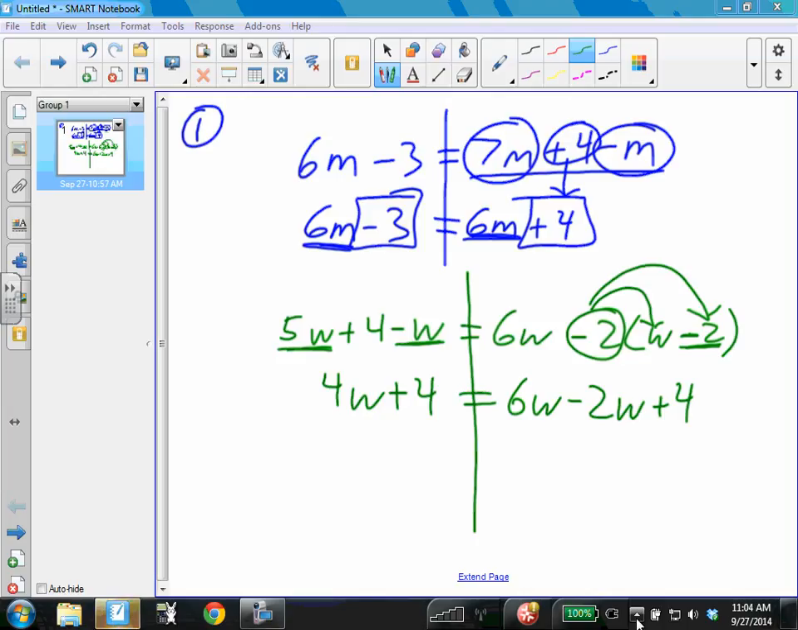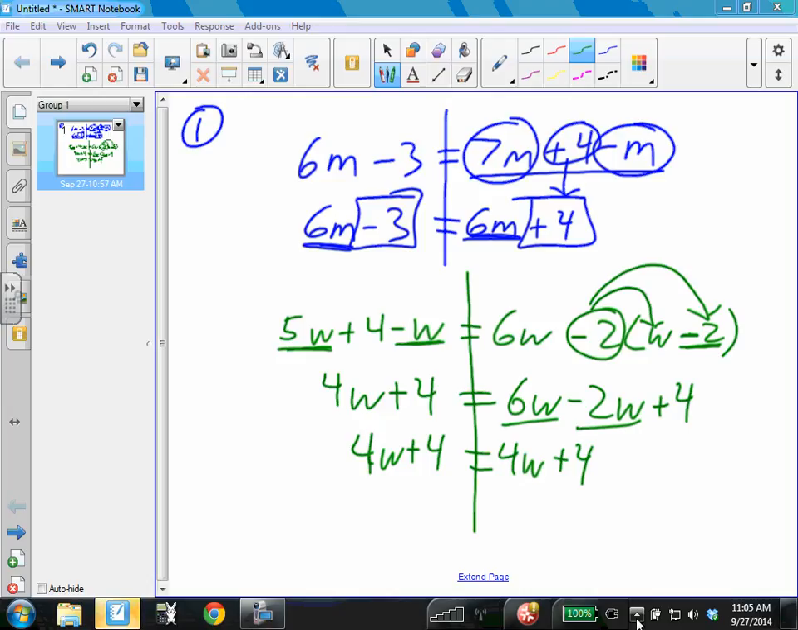Now the left side of this equation is fine. I'm going to leave it alone. It is 4w plus 4. But I can still do some simplification on the right side because I have this 6w and this minus 2w. And so I can combine like terms there, which means that 4w plus 4 is what I really have on the right-hand side. That 6w minus 2w gives me 4w.